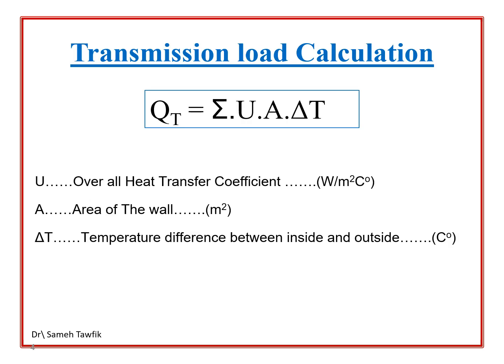Transmission load calculation. Let's focus on the transmission load, QT, which can be calculated using the formula QT equals the summation of U times A times delta T. In this equation, U is the overall heat transfer coefficient measured in watts per square meter per degree Celsius, A represents the area of the wall in square meters, and delta T is the temperature difference between the inside and outside. Understanding this calculation helps us assess heat loss through building materials.